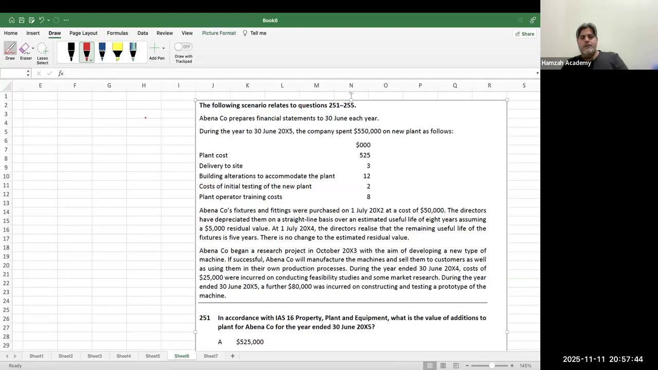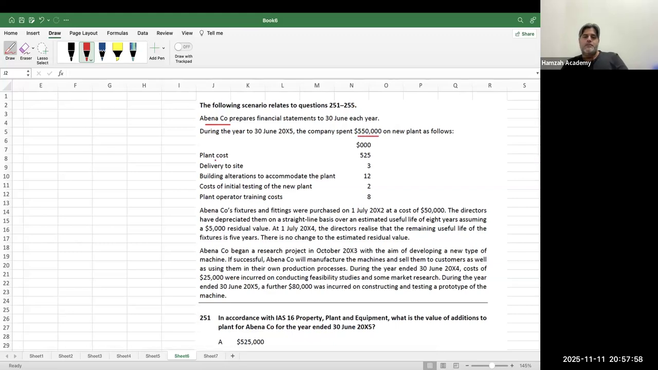The following scenario relates to questions 251 to 255. A Bina company prepares the financial statements to 30th June each year. During the year to 30th June 2025, the company spent 550,000 on the new plant as follows. Plant cost, delivery, building, cost of initial testing, and plant operator training cost.